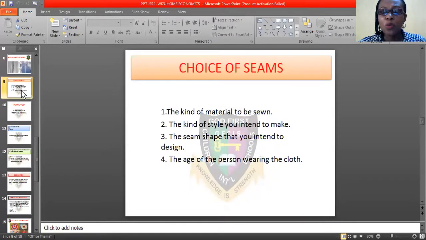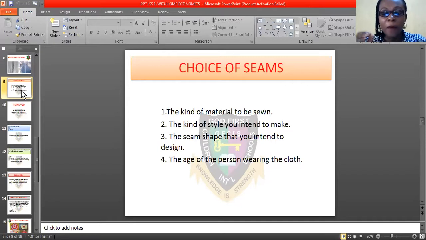Now, let us look at the choice of seam. Before you make a choice on the kind of seam you want to use, you consider the material you want to sew. That is number one. Then the kind of style you intend to make. That is number two. The seam shape that you intend to design depends on your material. Do you understand? And the style you want to sew as well.